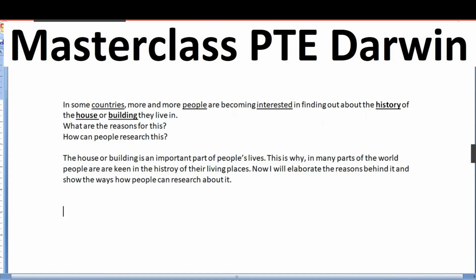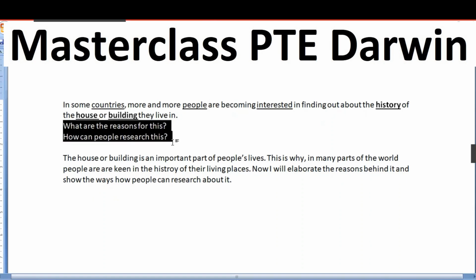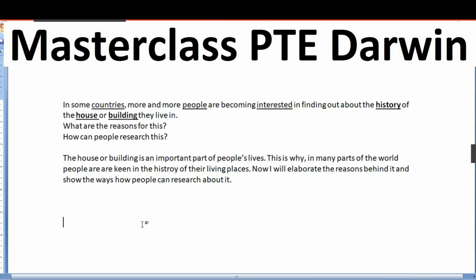So now, after the introduction, we need to analyze these things. You can do some brainstorming about this. What are the reasons behind this? And how can people research? So let's analyze first the reasons behind this. Let's find reasons. Why are people interested in the history of housing and buildings they live in?